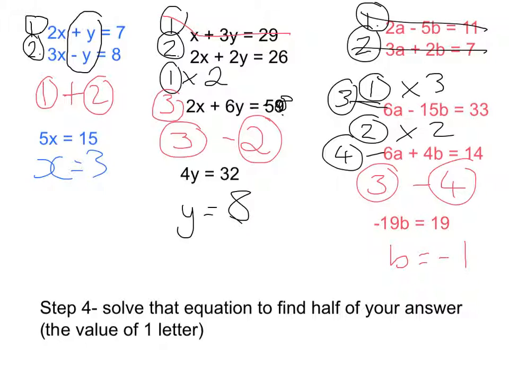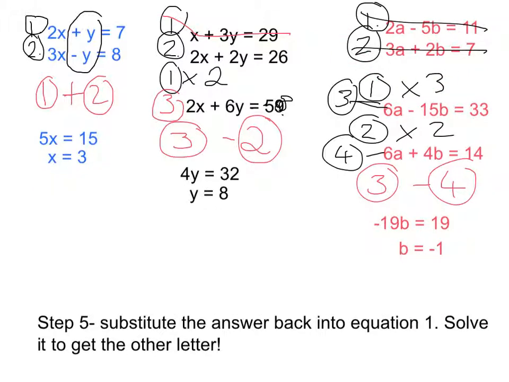So I've now got half my answer. I now know that for both of these equations, x equals 3. For both of these, y equals 8. And for both of these, b equals minus 1. My next step, now I've got half the answer, is to use that half to get the next bit.